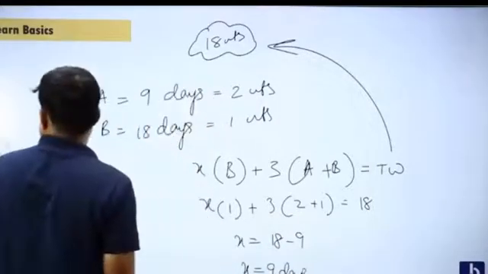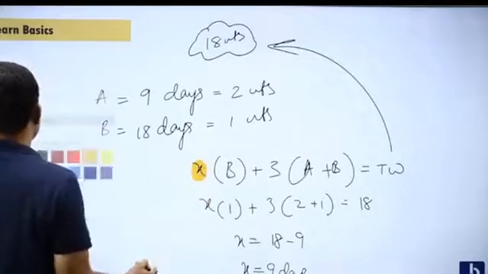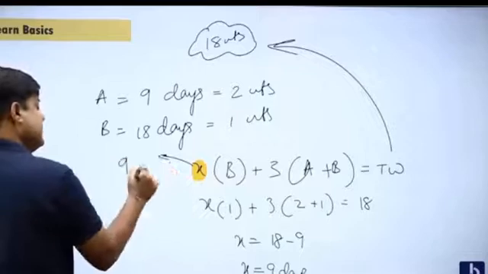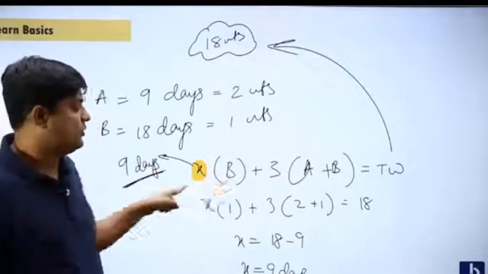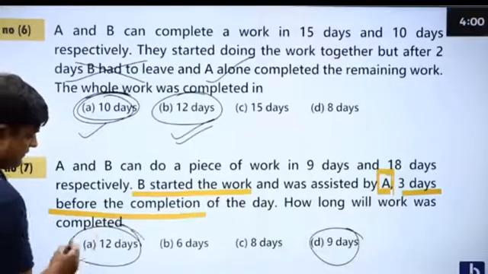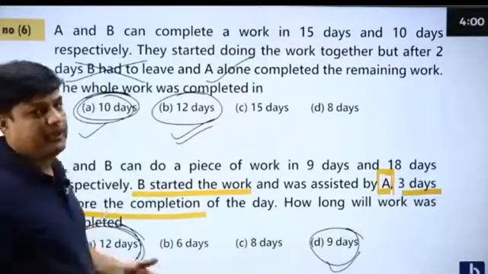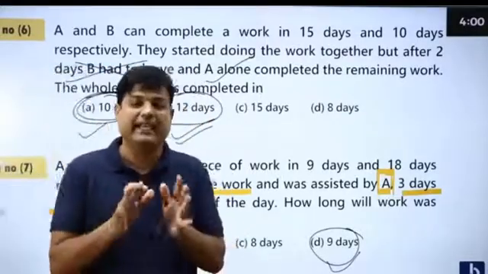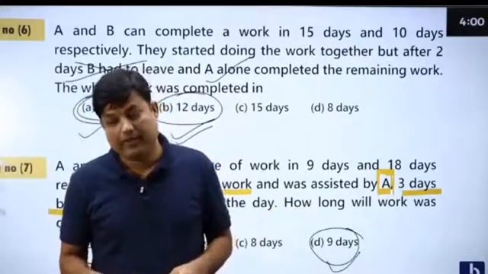Means B has sacrificed 9 days, plus extra 3 days. The total work was completed in 12 days. So here the answer is 12. Even these people are also right. But where these people are making the mistake, some people are asking how many days. X is not the final answer, students. You should understand that. Following everybody, yes.